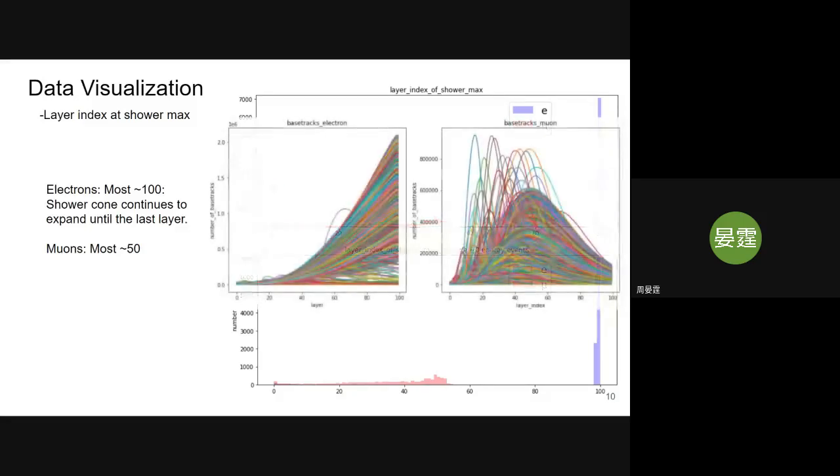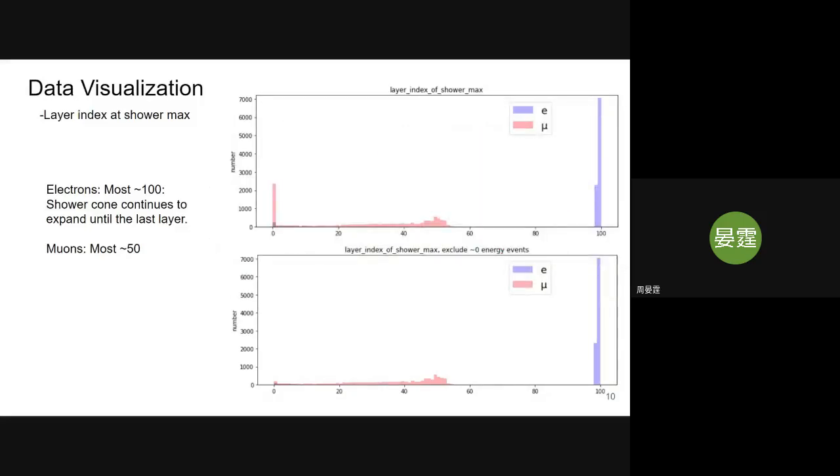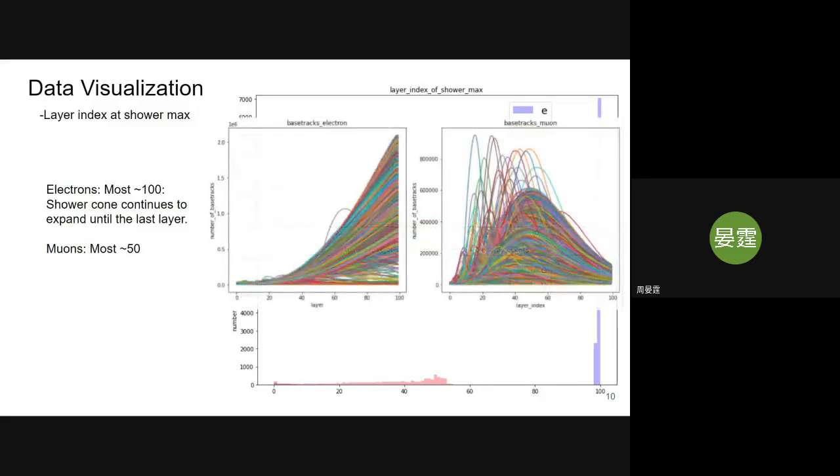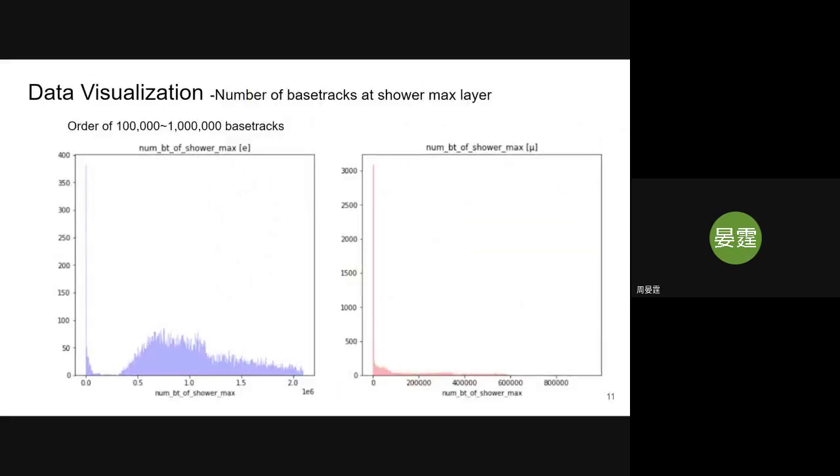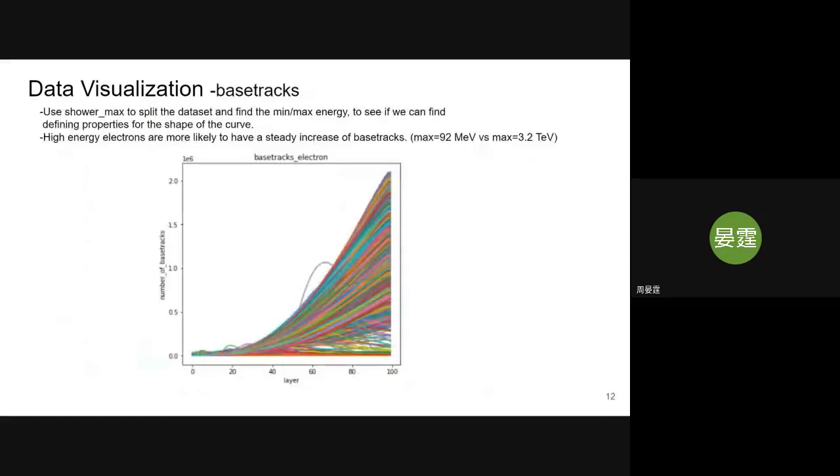Next is the number of base tracks at the shower max layer. Again, there is an obvious difference in the number, but curiously, there are quite a number of events with a very low number of base tracks, especially for muons. Since they contribute a lot in the dataset, they can cause some issues when training the classification model.